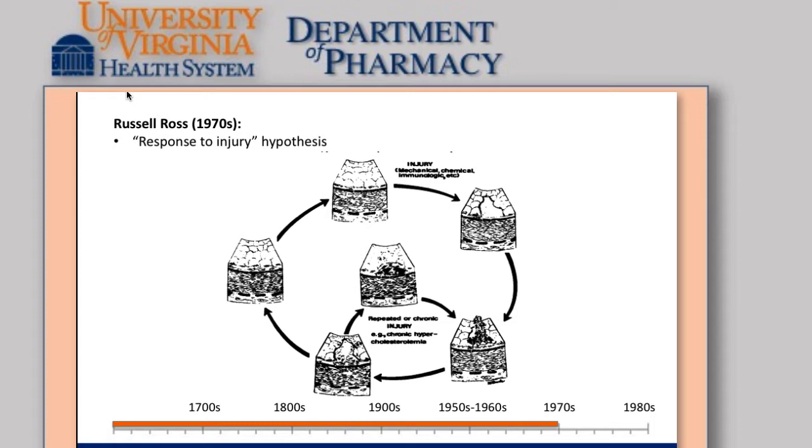And then Russell Ross, in the 70s, proposed something called the response to injury hypothesis. And this was a very popular hypothesis that stated that essentially an injury occurred to the endothelium of the arteries, and this caused the arteries to respond. So a series of events occurred leading to smooth muscle cell proliferation, and that was what caused the narrowing of the arteries. He revisited this theory later in the 1980s, where he still stood by this idea that an initial injury is what causes this process to start, but moved a little bit away from smooth muscle cell proliferation being the primary cause of the narrowing of the arteries.